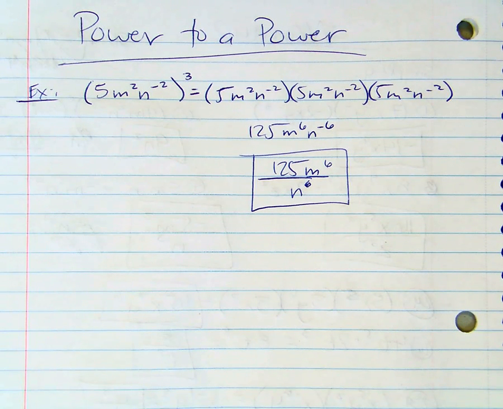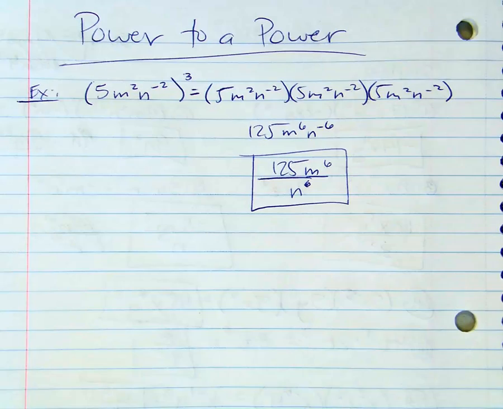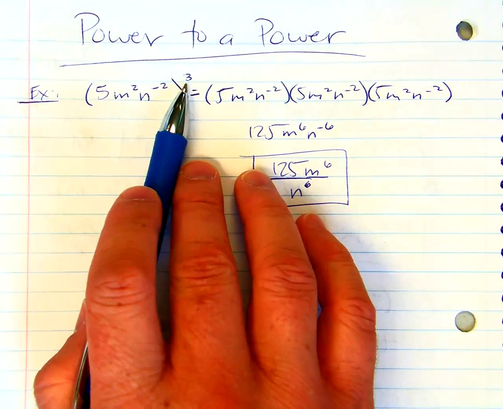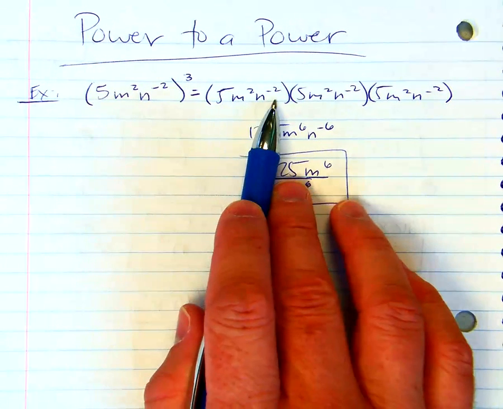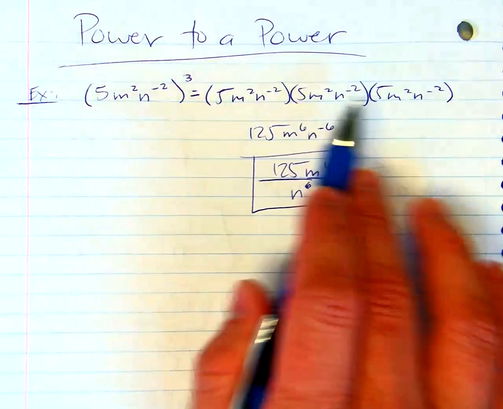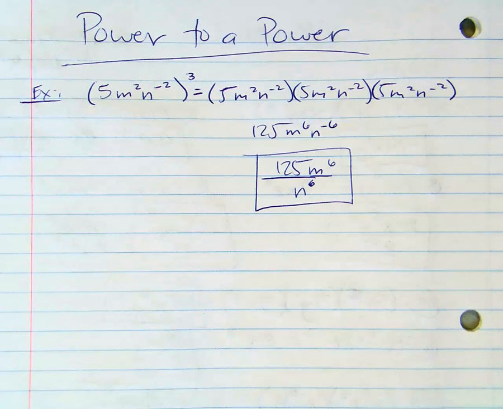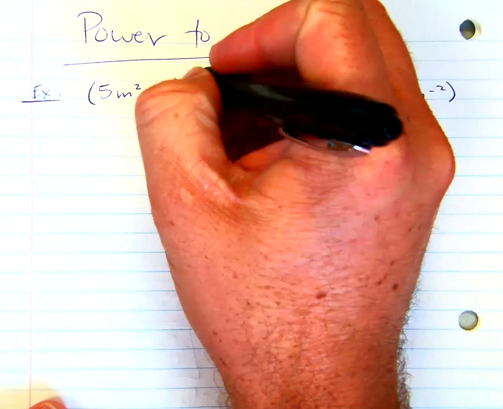There is a problem with this, though. This exponent was very small. Doing something to the third power is not difficult for us to write this out. You can write something 3 times. It doesn't take very long. But what if this exponent was a 10? Would you really want to write 5m to the second, n to the negative second 10 different times just to write out what it's going to be and then add all 10 of each thing? No. So instead, we're going to do, as was also suggested, we're going to just distribute the exponent.